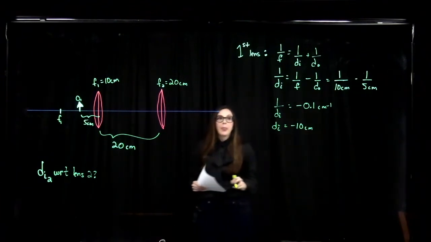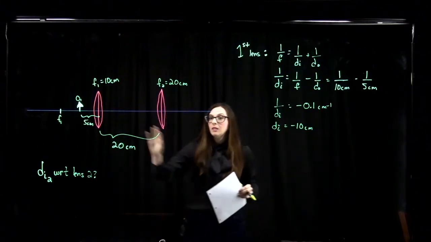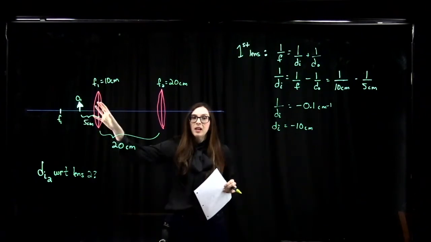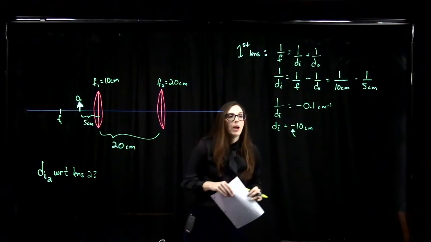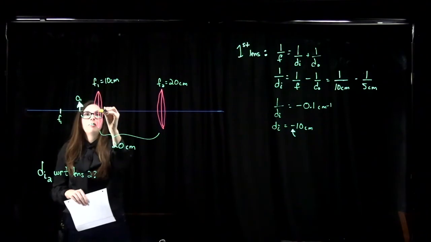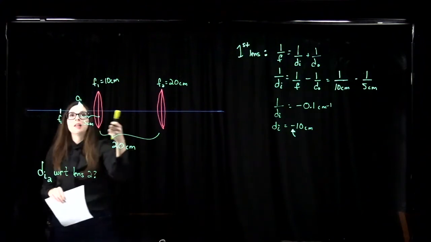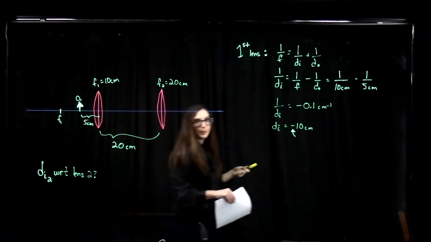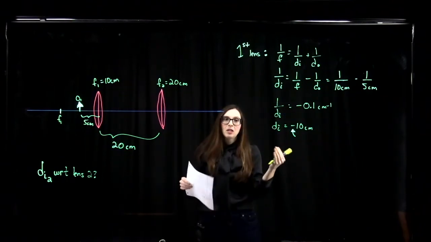So that tells us that the image created by the object for the first lens actually appears on the same side of the lens as the object. That's that minus sign here. So the focal length of my first lens was 10 centimeters, and my image for the first lens is also sitting at 10 centimeters. So my image is going to be right here on the same side. So it's virtual.